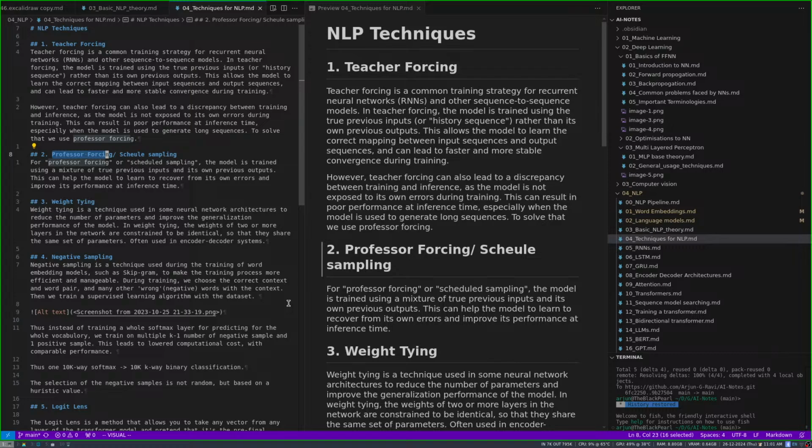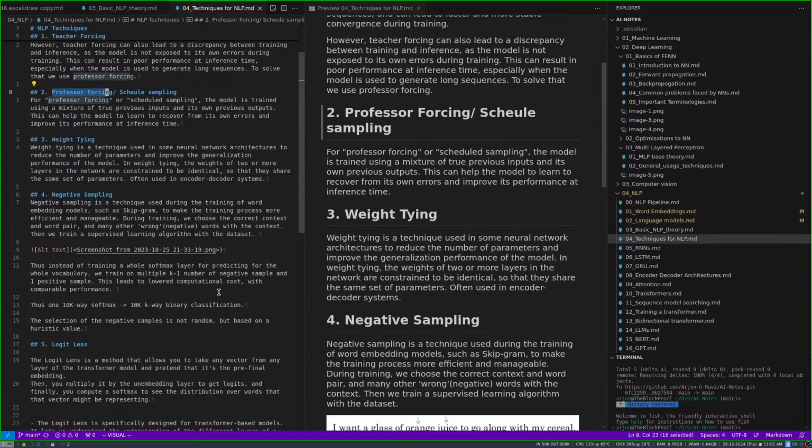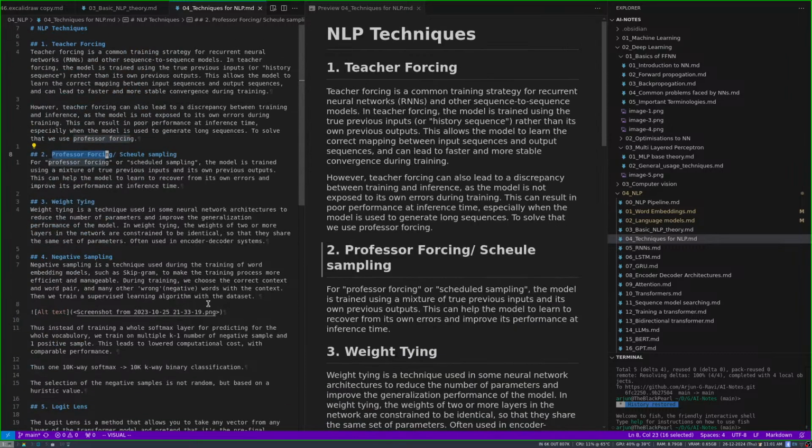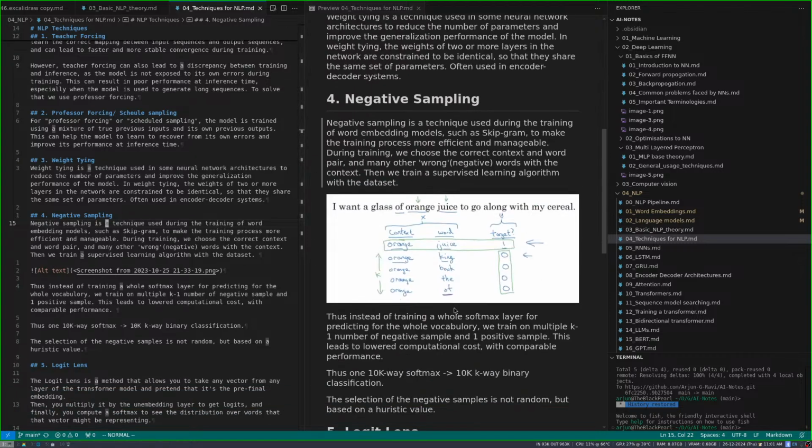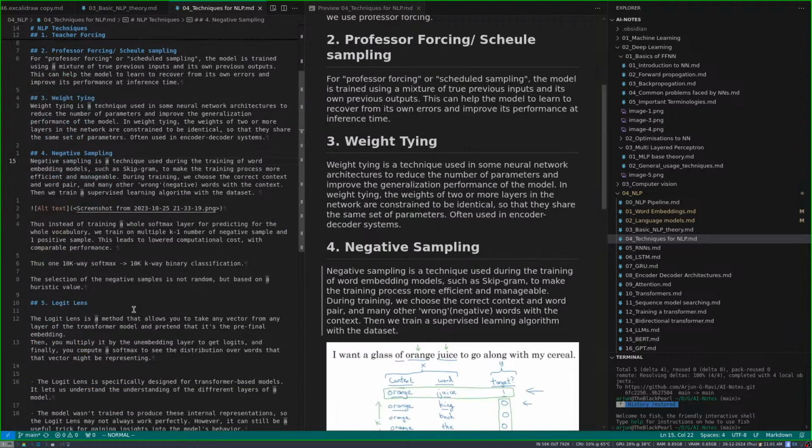Weight tying, negative sampling, logit lens. I don't know what that is. Weight tying is a way of tying the weights of, generally, the encoder and decoder to reduce RAM usage. Negative sampling is, yeah, if this is the data, we give negative samples.